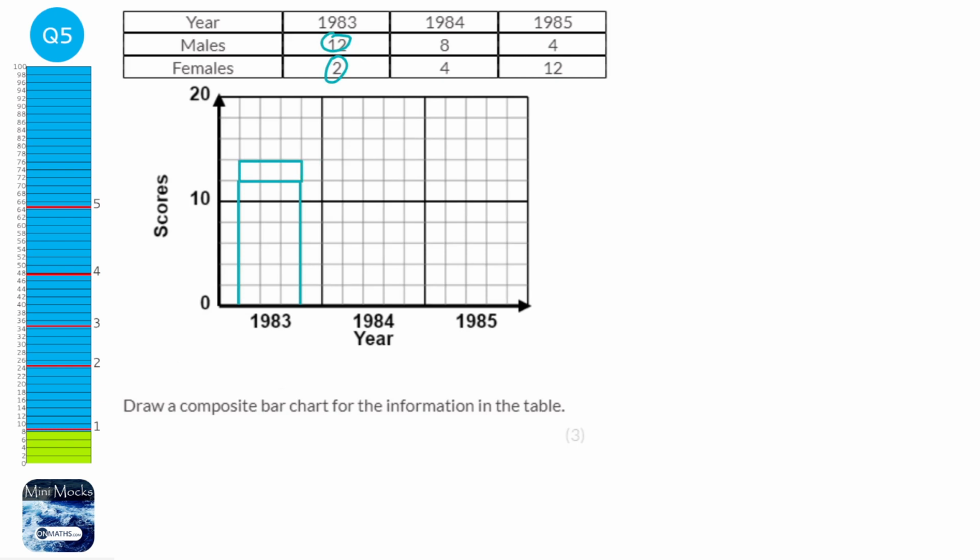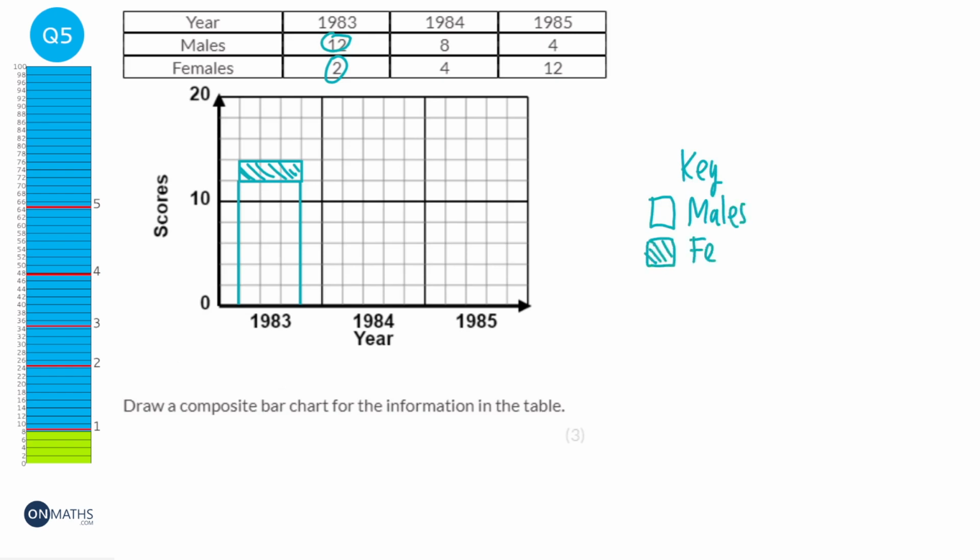And we need a way of showing male or female, so what I'm going to do is just shade the female there, and I'm going to just draw a key. I'm going to say if it's not shaded, it's males, and if it is shaded, it's females. Okay, next we're going to do the 8 and the 4. So what you can do is just do the whole thing, then split it afterwards. So it would be like that. Shade in the females. And then finally we've got a 4 and a 12.